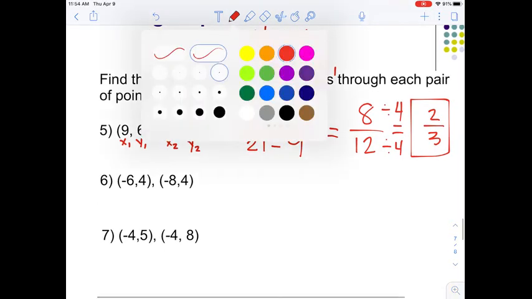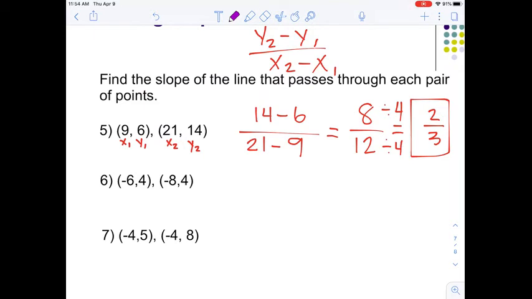For the next one, I'm just going to plug in these values to the equation. Again, I like to label them. You don't have to, but it helps keep things organized. So my y2 is 4. My y1 is 4. My x2 is negative 8. And my x1 is negative 6. And then we're just going to solve.